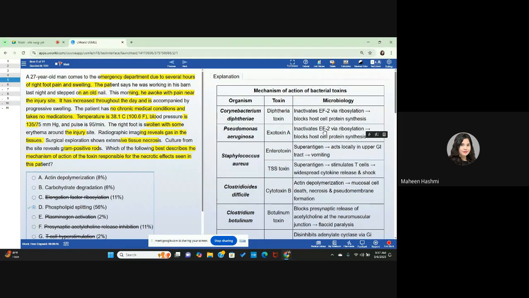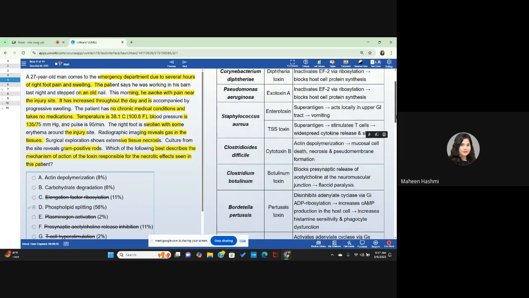This is what the chart shows. Diphtheria toxin: elongation factor ribosylation. That's what we talked about. Pseudomonas aeruginosa, again, has exotoxin A, and it has the same mechanism as diphtheria. S. aureus usually has two toxins, enterotoxin and TSS toxin. TSS toxin is usually associated with what? Toxic shock syndrome, Staph aureus. It's usually associated with tampons or packing. Exactly, tampons and nasal packing.